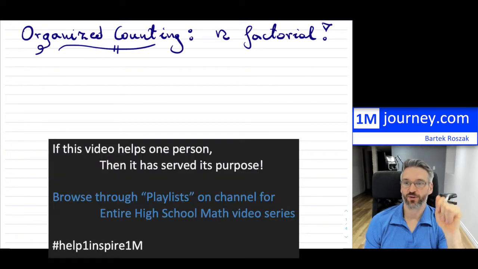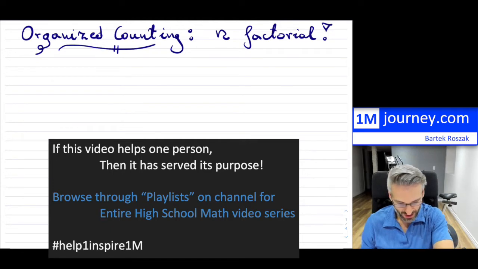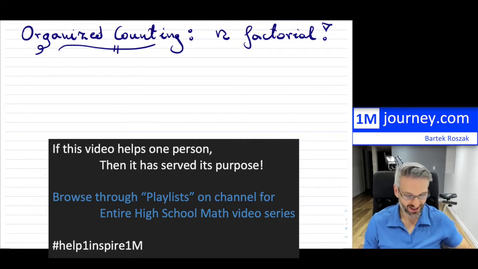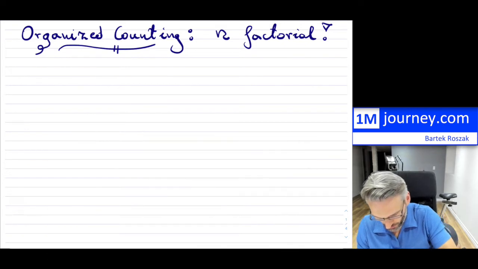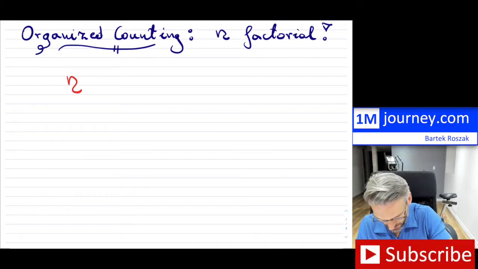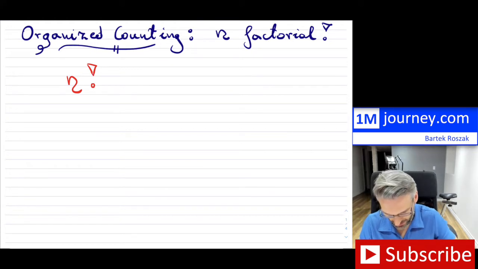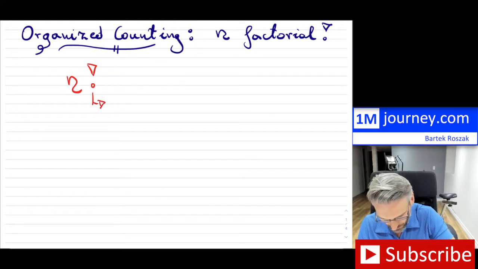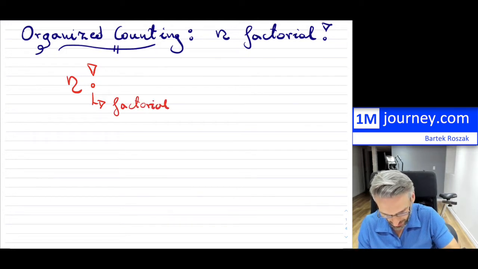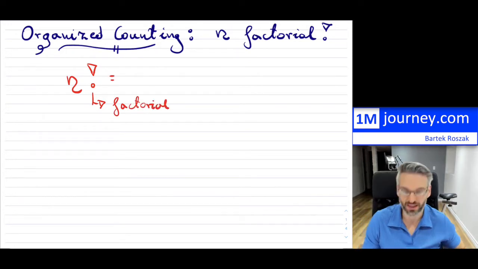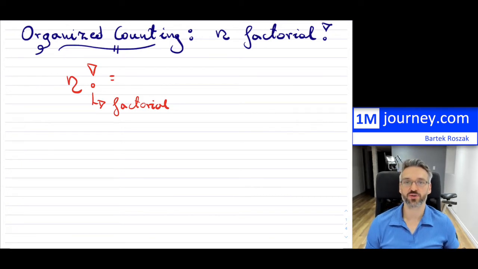Welcome back. Organized counting, so n factorial. When you're going to get into some kind of counting at some point, you will run into this particular symbol. So n, and then it's actually the exclamation mark, which stands for factorial, or at least that's how it's read. Now, what does this mean in terms of math? It's not very complicated, and it's a nice way to shorten multiplication between numerous integers.